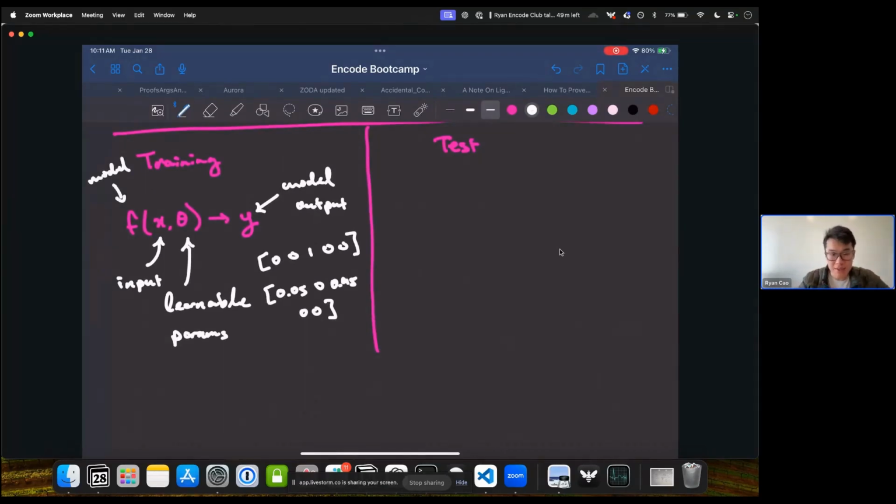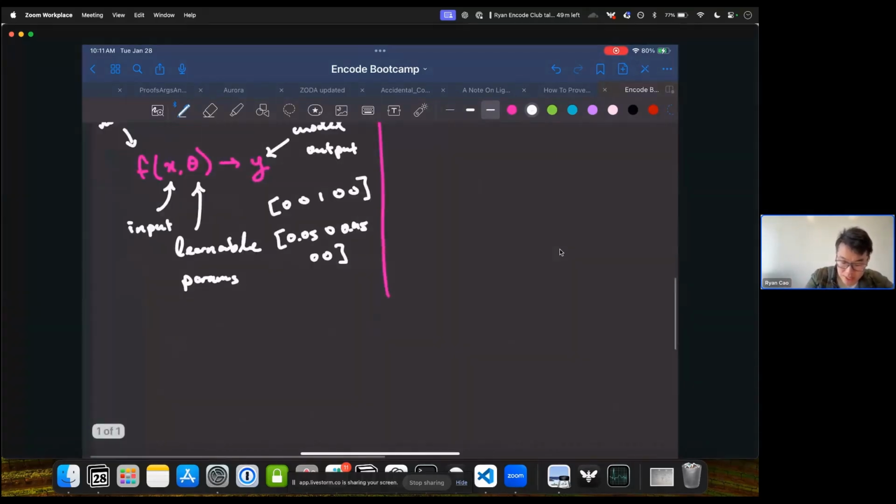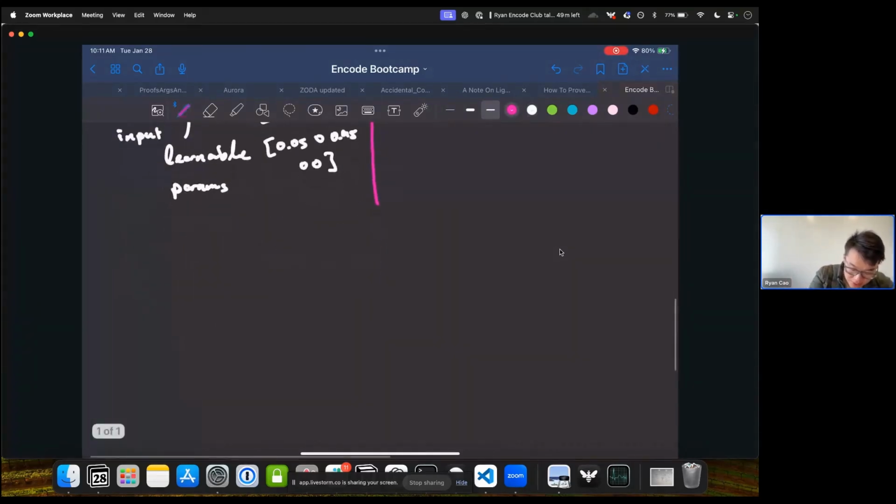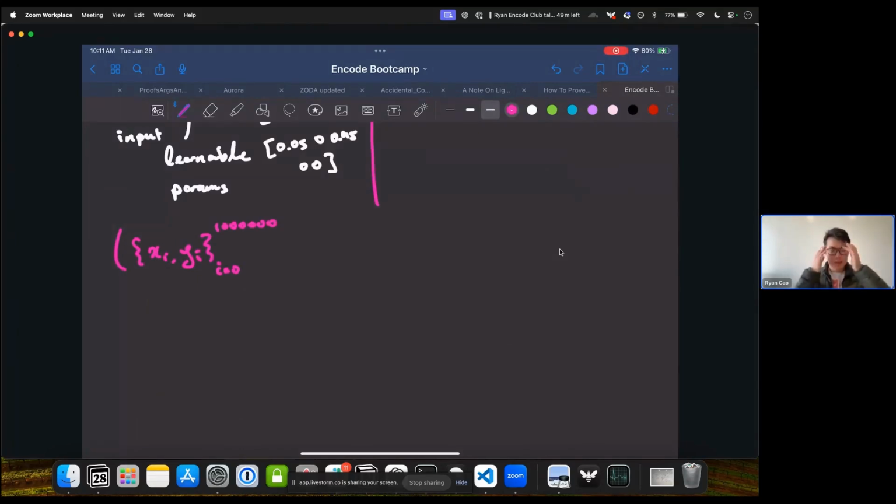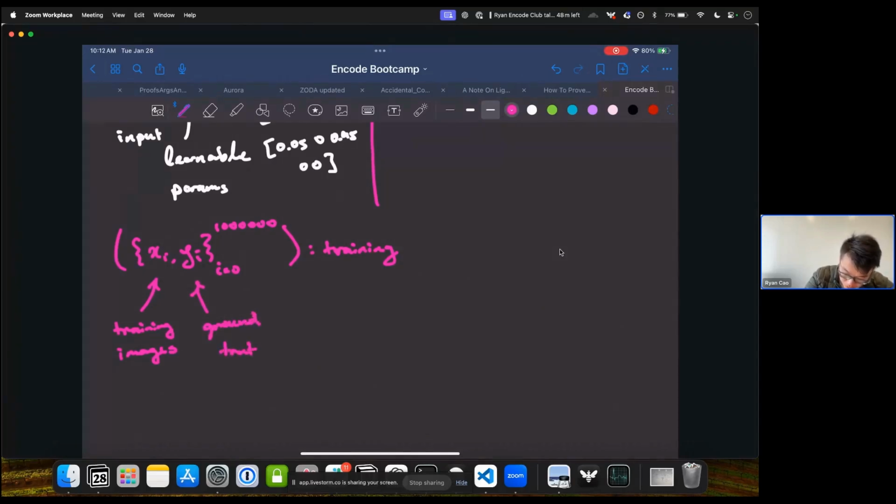Okay, so this is the basic setup. And during training, what happens? Well, you have something called the training data set, which I'm going to call xi, yi, from i equals 0 to let's say 1 million. So this is basically a set of pairs such that each of the yi's is the correct prediction for each of the xi's. Again, these will be the training butterfly images, and then the y's will be the ground truth labels, is what we usually call them.